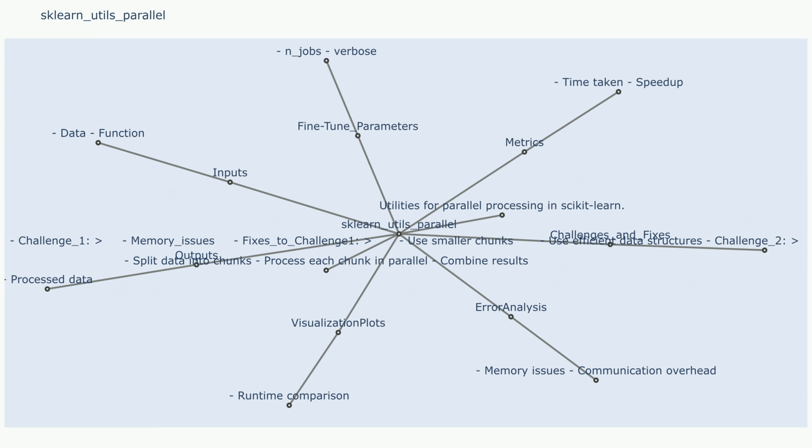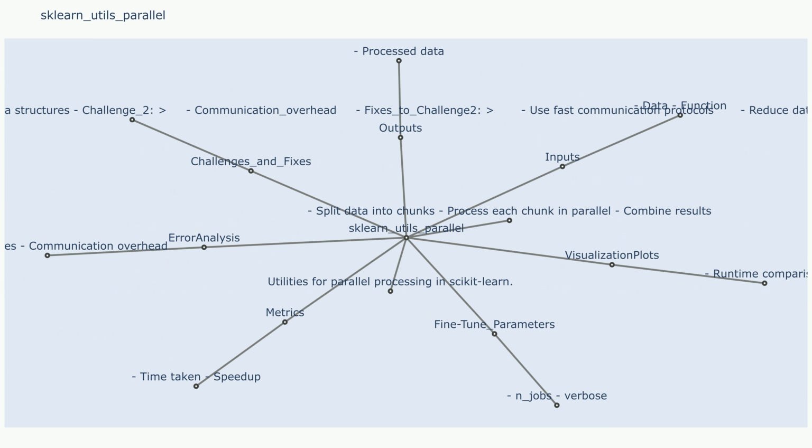Experimenting with different values is crucial for finding the optimal setting. Backend: selecting the appropriate backend for the parallel computation can impact performance in resource utilization. Available backends include loky, threading, and multiprocessing.